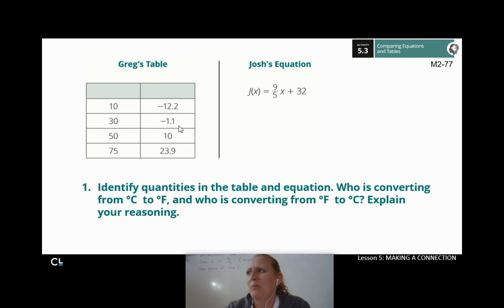That does mean that you might want to label your table a little bit and maybe even make a little note of like what's X, what's J, all that good stuff. So go ahead and hit pause. See if you can figure this out and then hit play when you're ready to check your work.